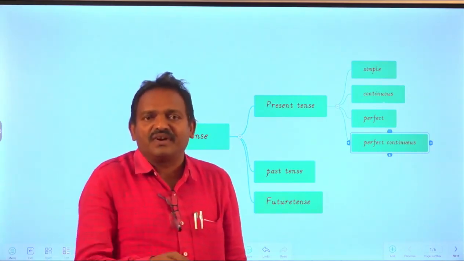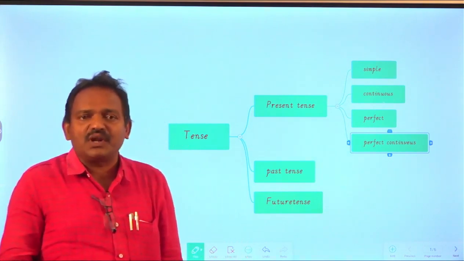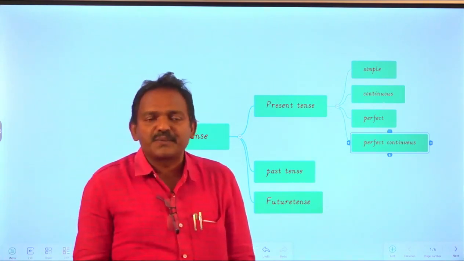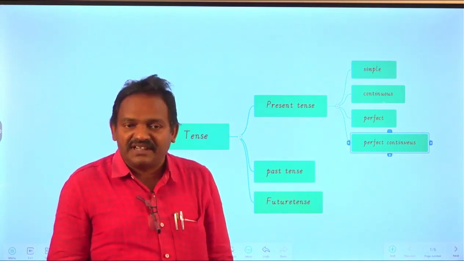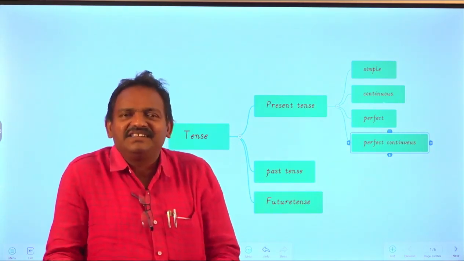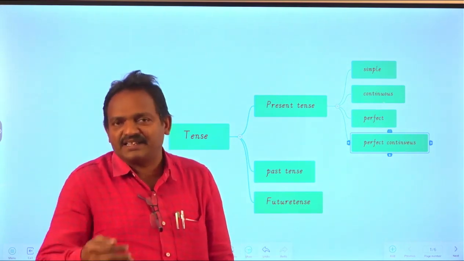Okay, we go into detail one by one. First one, simple present tense. Simple present tense is also known as indefinite tense. Why do I call it indefinite tense? I can explain.